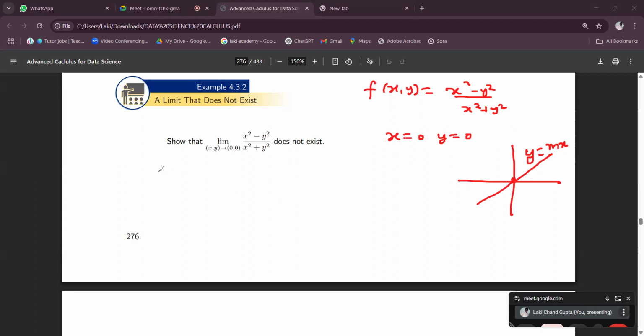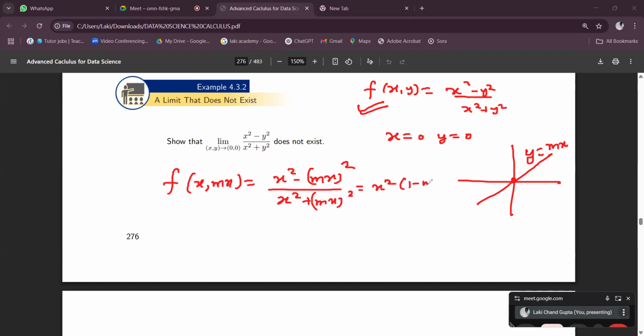So a function with two variables, you can change into one variable. How? Put x, and here mx. Then x square minus mx whole square, x square plus mx whole square, right? You can take x square common from the top and bottom, and so you can say this is a function of x.